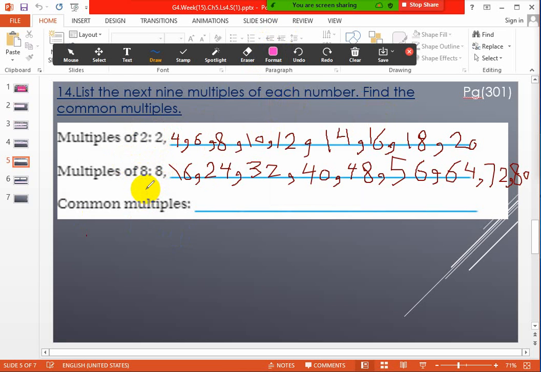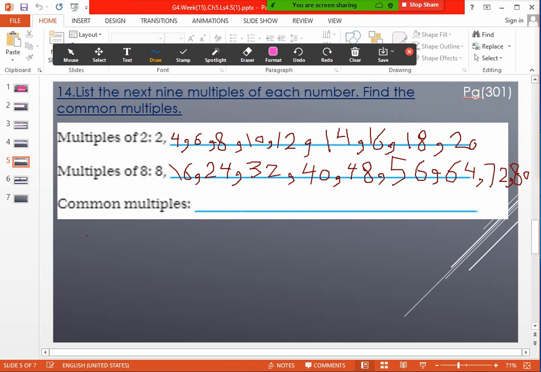Okay? Let's see. I have to take a look at those and those and find the common multiples between them. Who will tell me what is the common multiples between them? Now I will open the chat for you and see the answers. What is the common multiples?